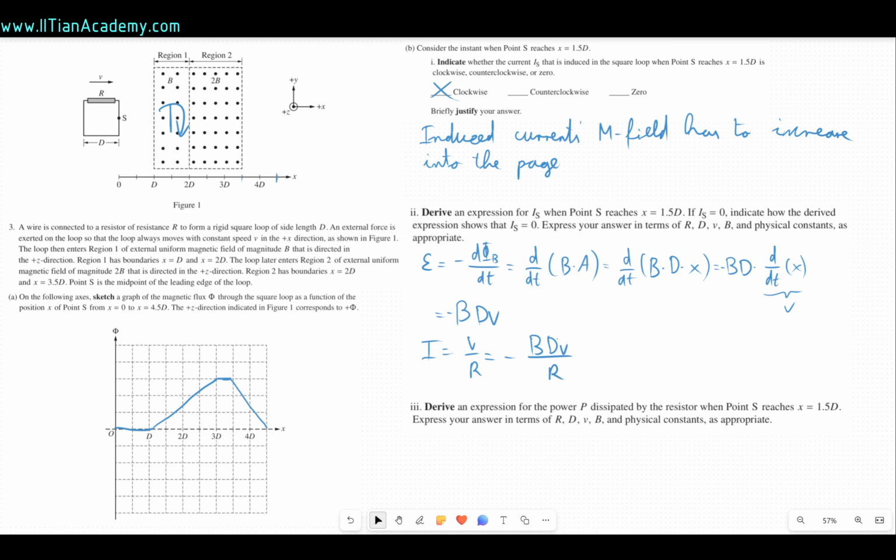And then in part 3, we need to get an expression for the power dissipated. Well, we know power is equal to I squared times R. So we know our current, B d v over R, squared, multiplied with R. And this will simply be B squared, d squared, v squared over R.